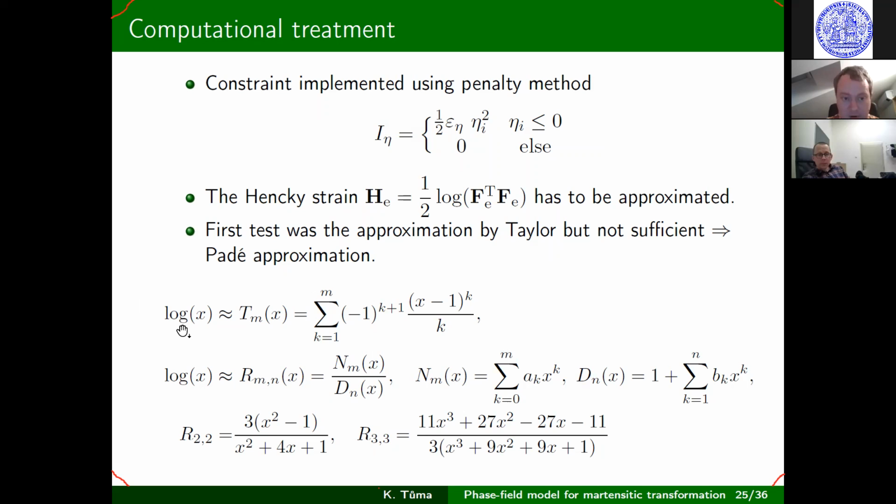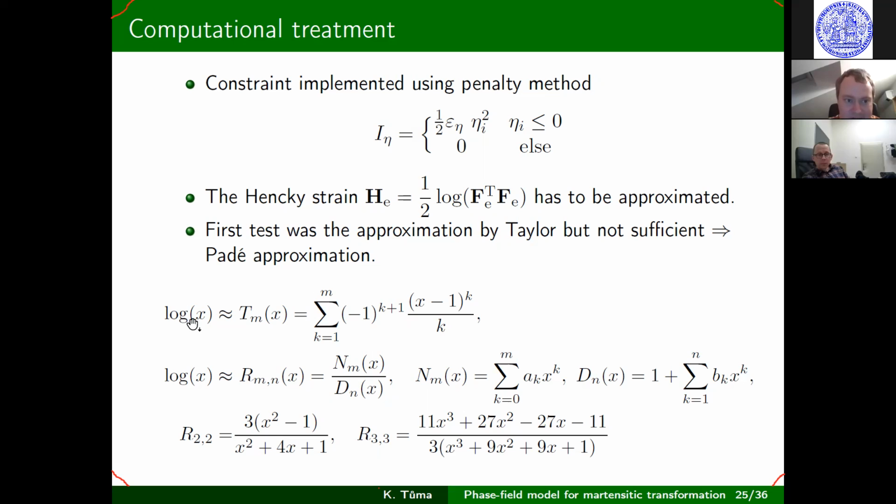If you take a scalar logarithm of x, you can approximate it by such a truncated Taylor expansion. So you have a Taylor polynomial of order M. Now the problem with the Taylor series for logarithm is that the radius of convergence is just equal to one.